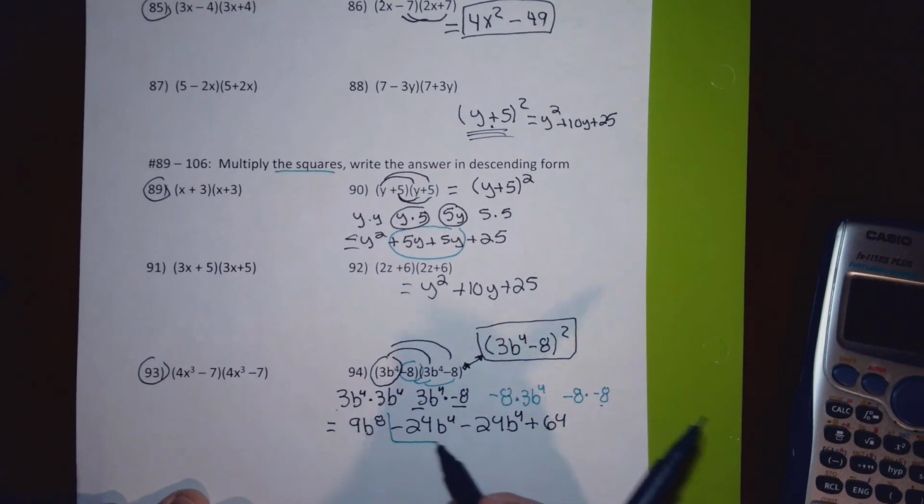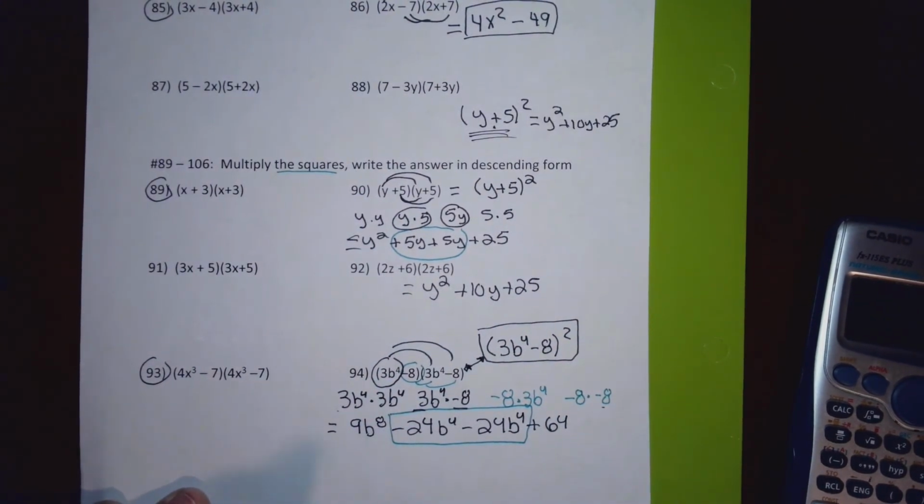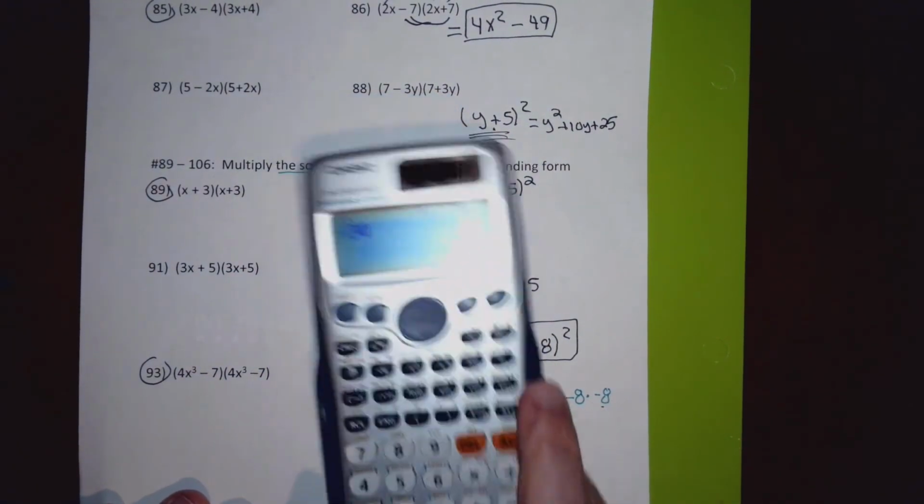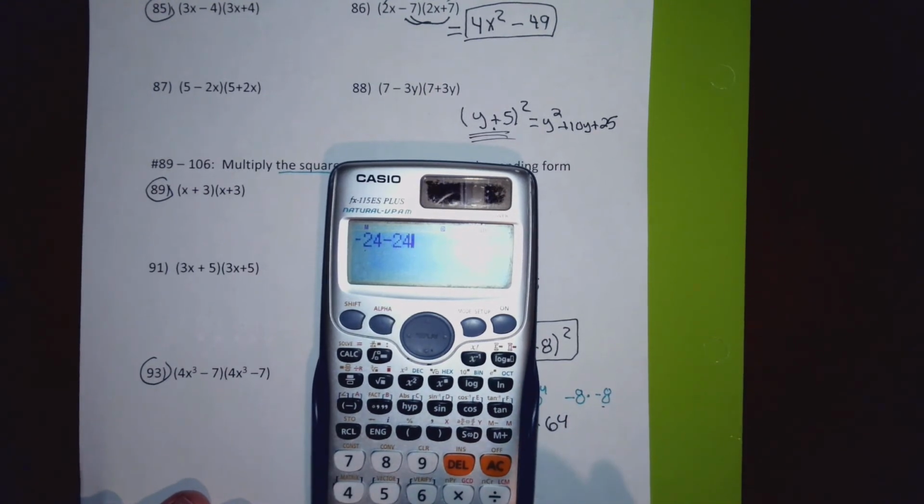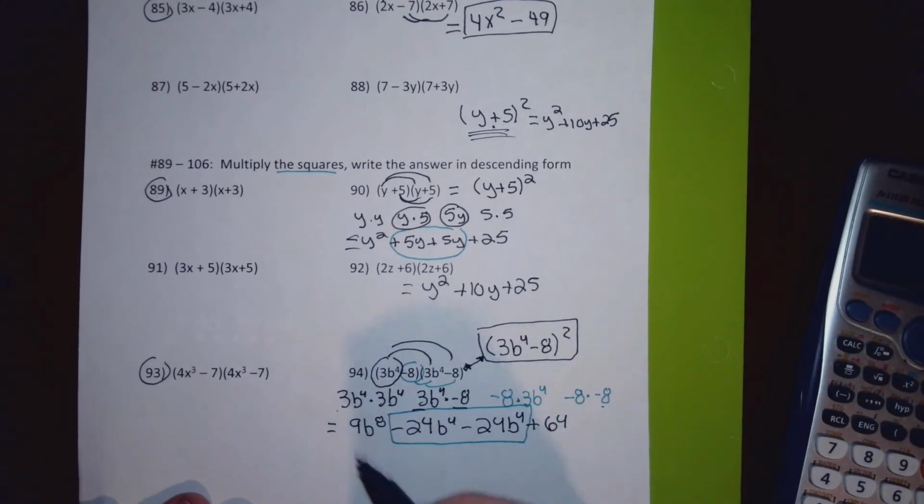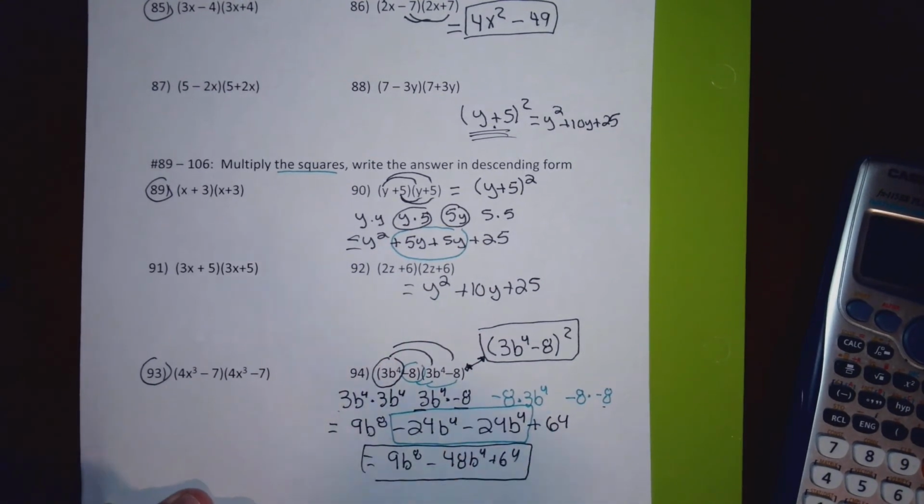I need to combine these terms. They don't cancel. In order for those terms to cancel, they need to have opposite signs. These terms are negative 24 minus 24, and those combine to a negative 48. So for an answer for problem 94, I'm going to get 9b to the 8th minus 48b to the fourth plus 64. Getting kind of long, but I'm going to do a couple more problems.